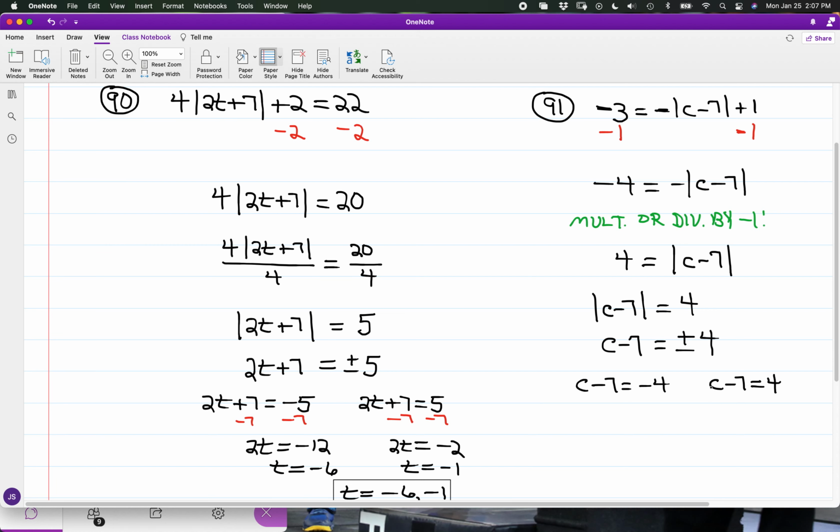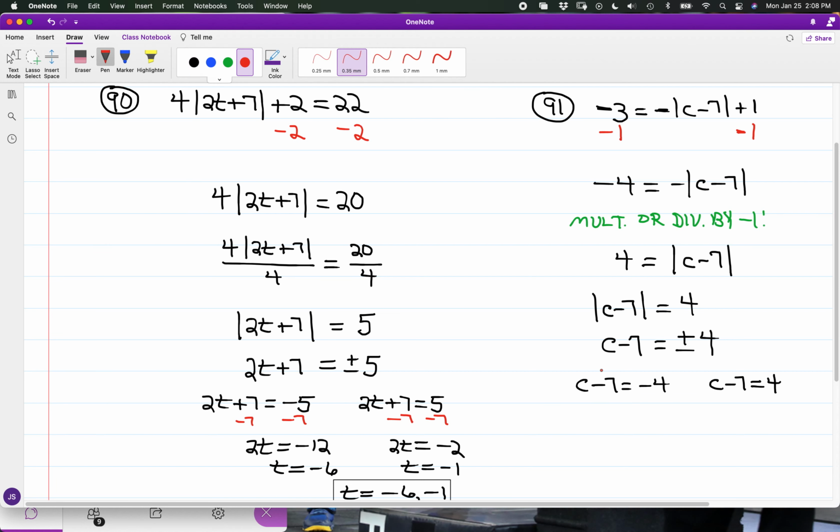So I will have here c minus 7 is equal to -4, and isolating, if I add 7 to both sides in both equations, so for c minus 7 equal to -4, we're going to have that c is equal to -4 plus 7, which will be 3. And for c minus 7 equal to 4, adding 7, we have c is equal to 4 plus 7, which will be 11.